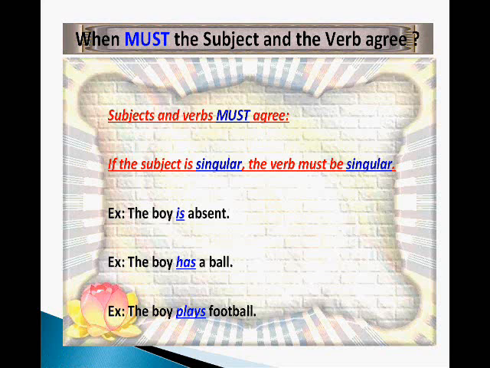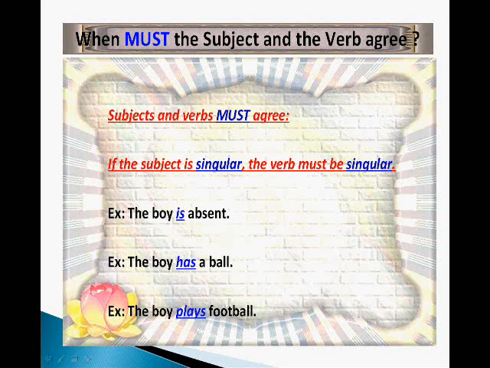But if I have S in the verb, which comes with the verb plays, then in this case it means singular. So I have plays, then I have to know that the subject should be he or she in this case, okay? So again, let's have a look from the beginning. If the subject is singular, then the verb must be singular. And we have the example, the boy is absent. I can't say the boy are absent, completely wrong.